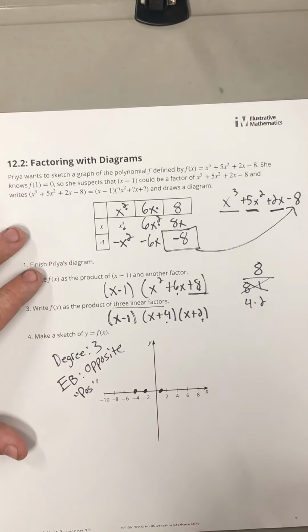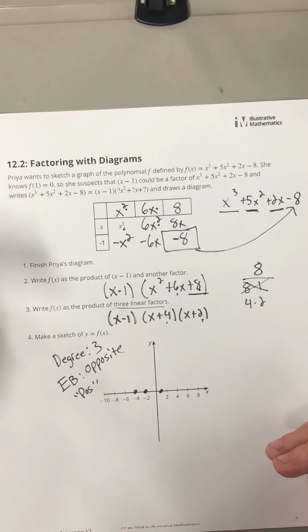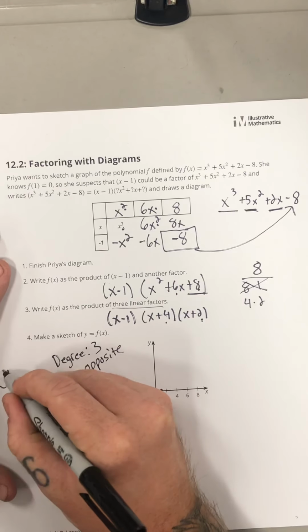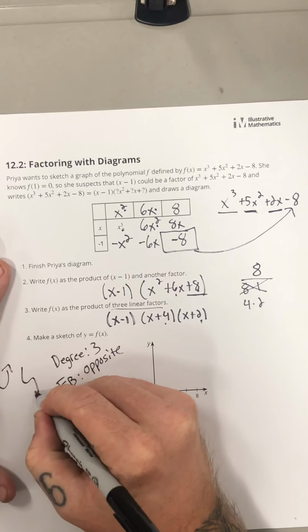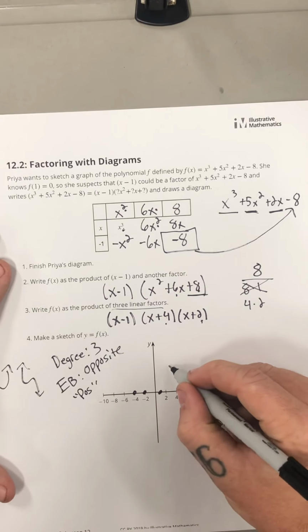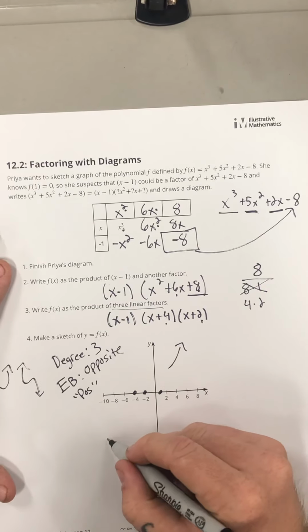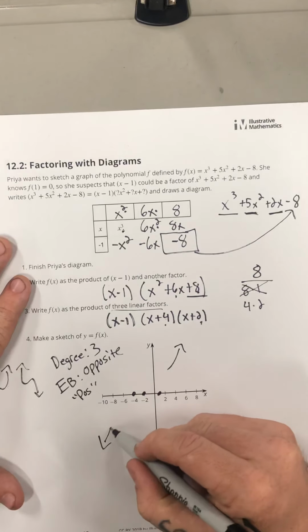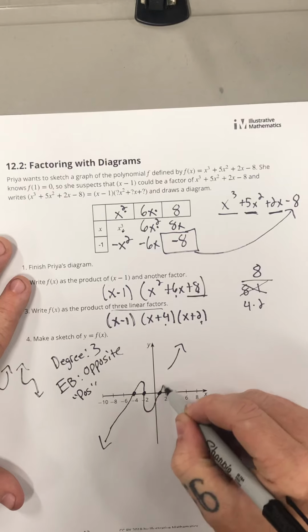Okay? So degree of 3, which means 3 x-intercepts, opposite endpoints, so it's going to look something either like this or like this, depending on if it's positive or negative. In this case, it's positive, which means the right side goes up, and the left side goes down. So that's kind of where my endpoints are going to go, and they have to go through each one of these points.